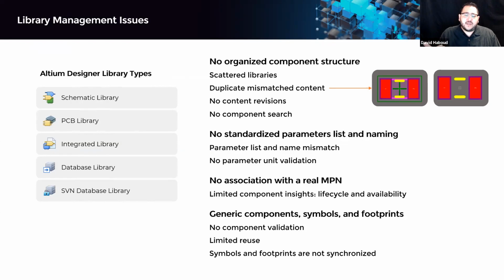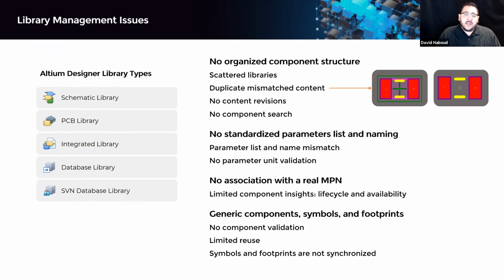So what are some of the main issues that we felt were not dealt with as a whole between all of these library types? The first being there's a lack of organization for the component structure in itself. All of these libraries are scattered. When you have different individual library files, it's quite possible to have duplicate mismatched content. You see right here, there are two footprints for the exact same component. Two different people couldn't find a component. There's no way to actually search for a component. They were unable to know that they already had one, and they went ahead and made another one from scratch.